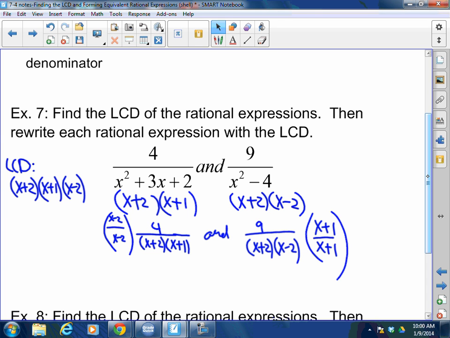x plus 2 times x plus 1 times x minus 2. Yes, I did. Here's an x plus 2. Here's an x plus 1. Here's the x minus 2 that I'm going to multiply. Here's an x plus 2. Here's an x minus 2. Here's the x plus 1 I'm going to multiply.